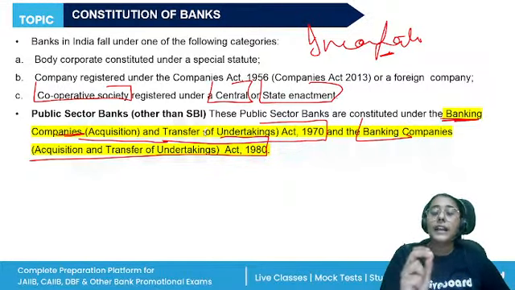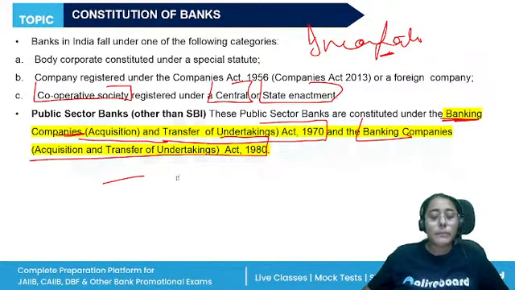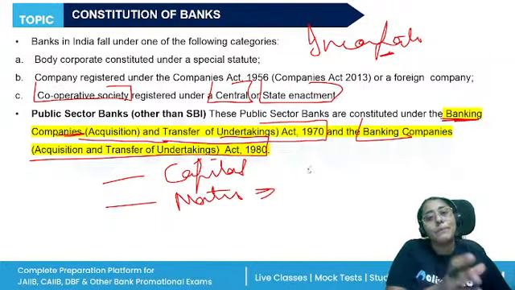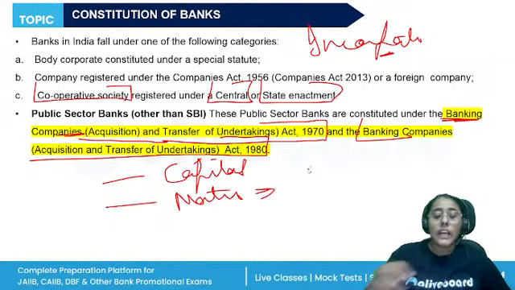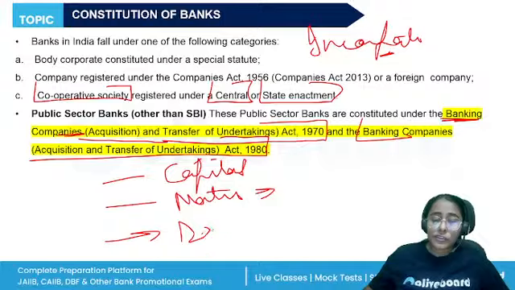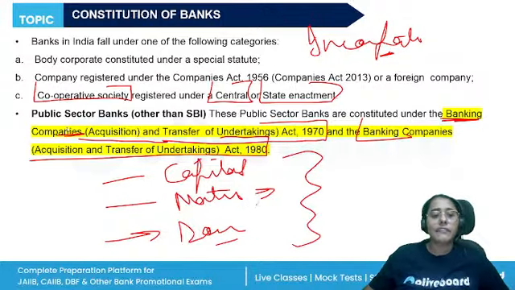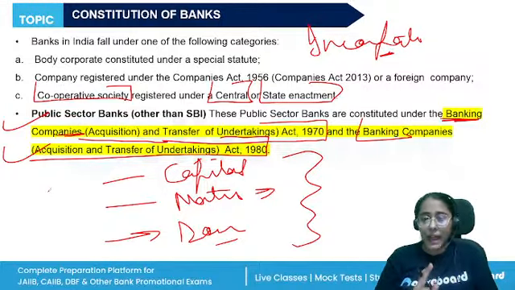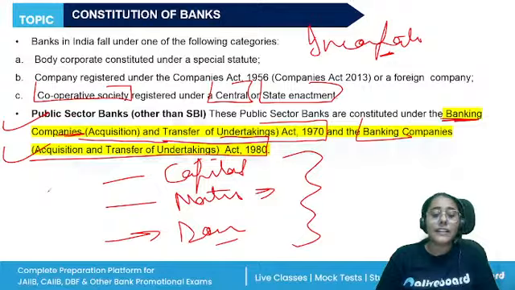These two acts specify what should be the capital requirement, what should be the nature of the directors or the people who are setting up, right? What will be the source of their funds? These things are defined under these two acts. This topic, the constitution of banks, is covered in detail in our Unit 5, right?